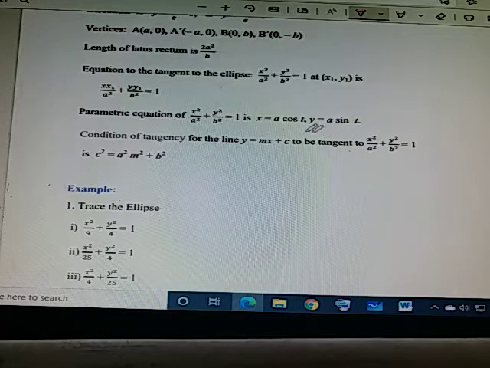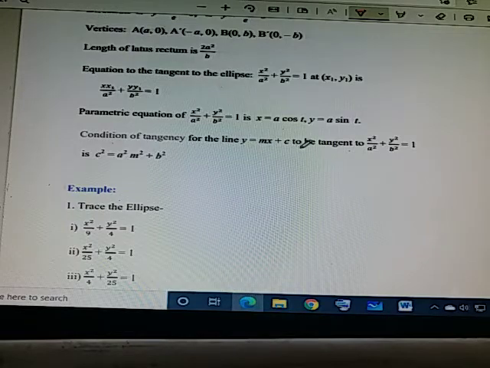So it is x equal to a cos t, y is equal to b sin t. And condition of tangency, this is y is equal to mx plus c is a tangent if c square is equal to a square m square plus b square.